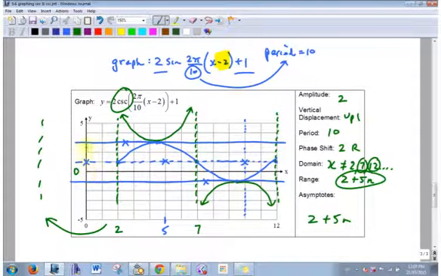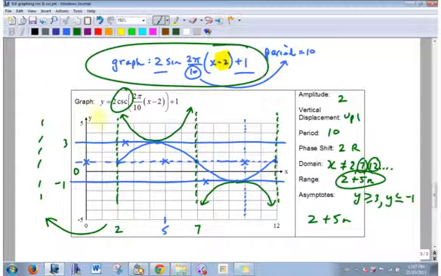Range, 1, 2, 3, and y less than or equal to, where the heck's this guy? Minus 1. Okay, not so bad. See, once you know this stuff, then cosecant's easy.